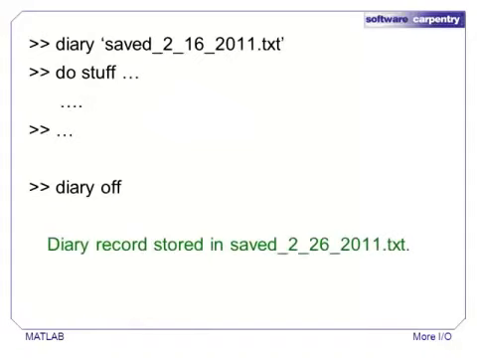To turn on the diary, type diary and a file name. If you don't specify a file name, the output is stored in a file called diary. You can turn the diary on and off by typing diary on and diary off.